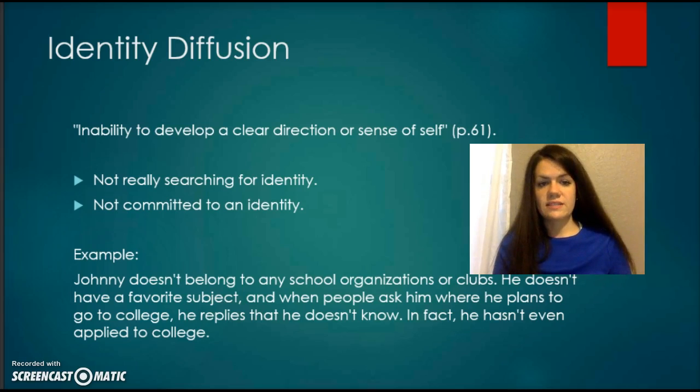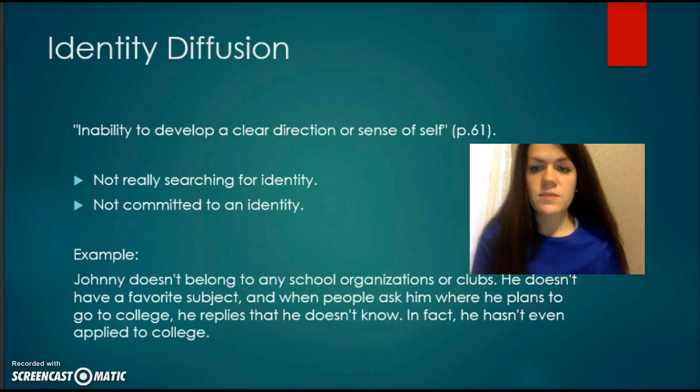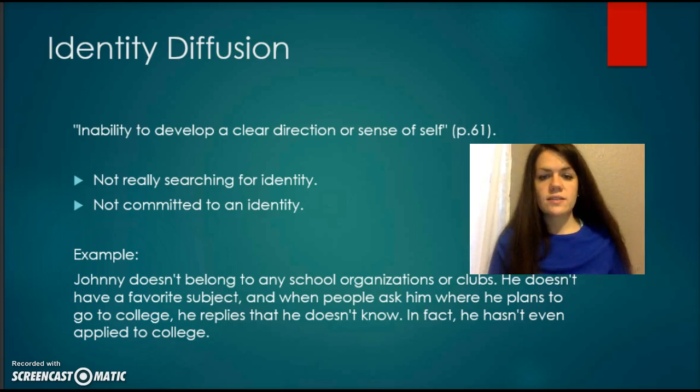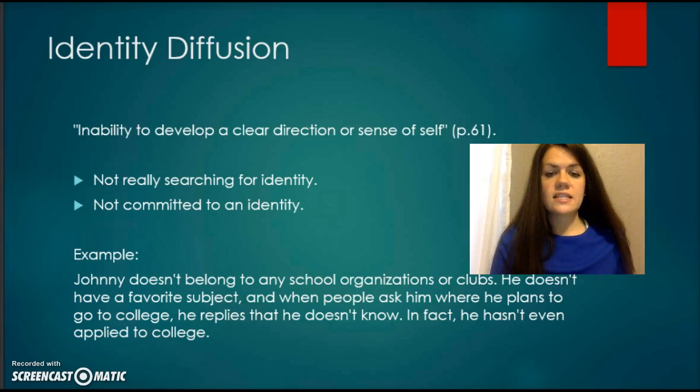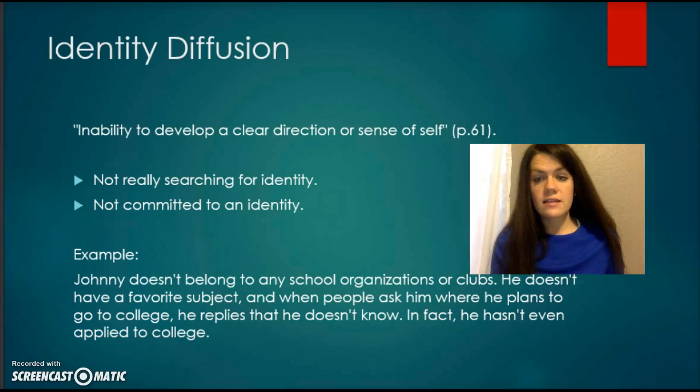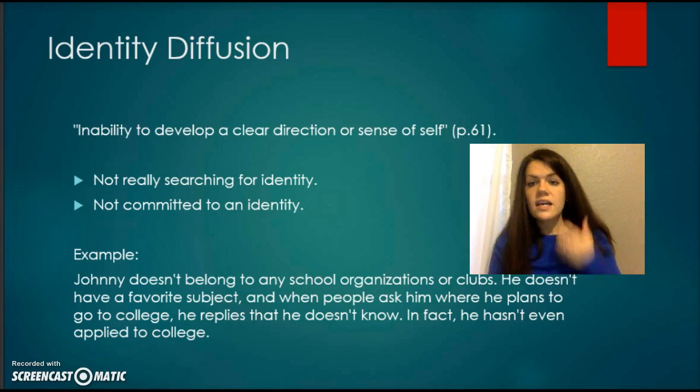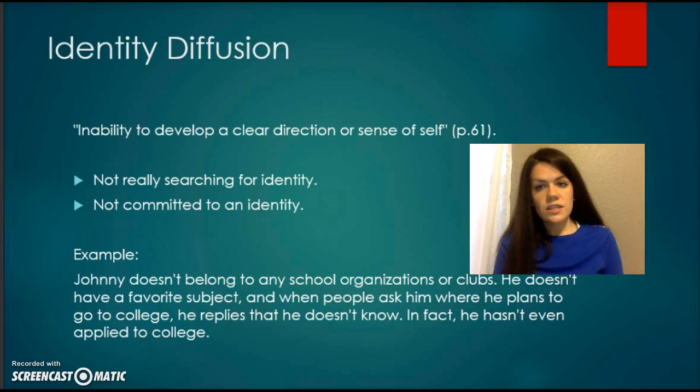My example is, Johnny doesn't belong to any school organizations or clubs. He doesn't have a favorite subject, and when people ask him where he plans to go to college, he replies that he doesn't know. In fact, he hasn't even applied to college yet. So in my example, Johnny just really appears confused or lost. He's not committed to anything, and he's not searching either.